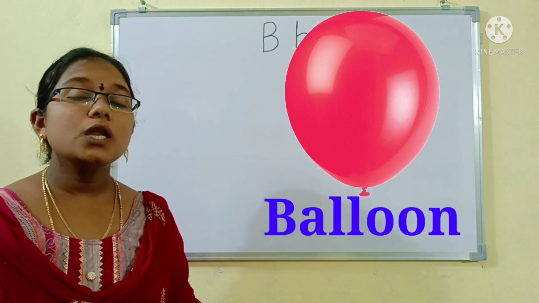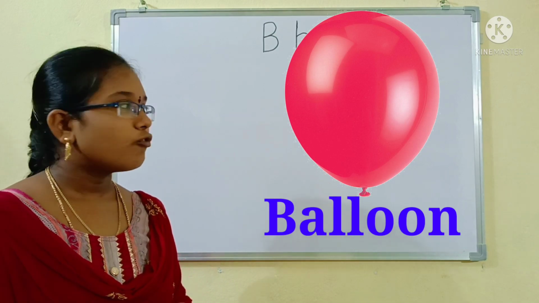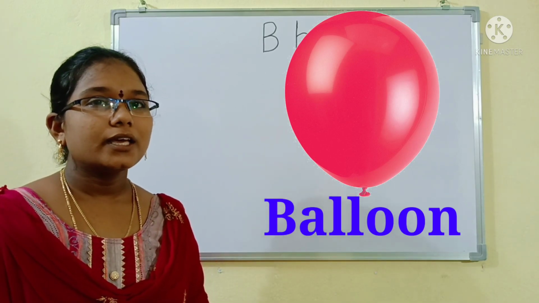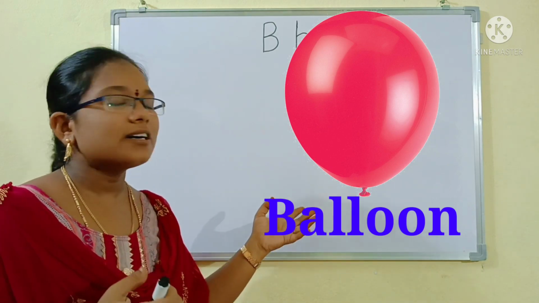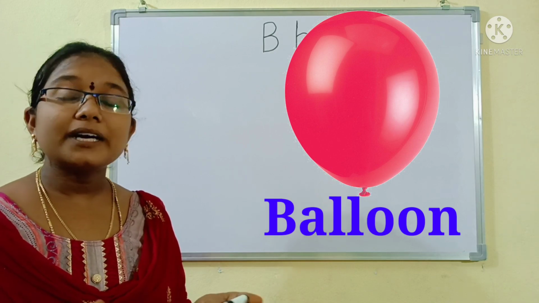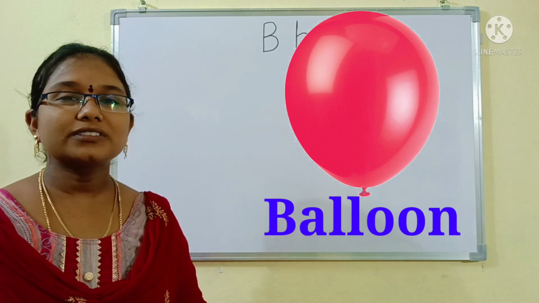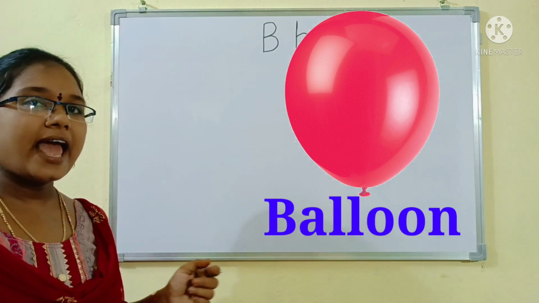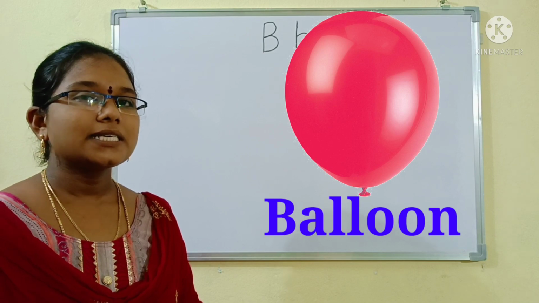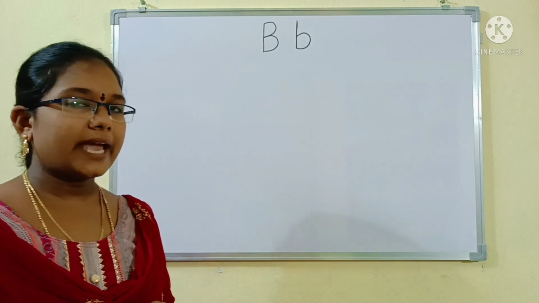Balloon. We have colorful balloon here. What we do with the balloon? We play with the balloon. How do we play? We blew the air into the balloon and we play with the balloon. Okay? In the birthday parties, we hang in the room. We like to play with the balloon. B A L L O O N, balloon. This is the balloon. The letter B gives the sound B, balloon. Okay, next we go to the next picture.